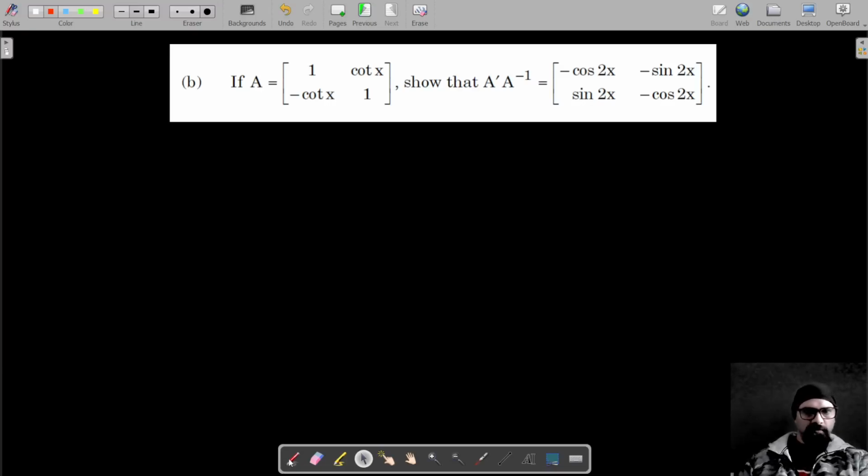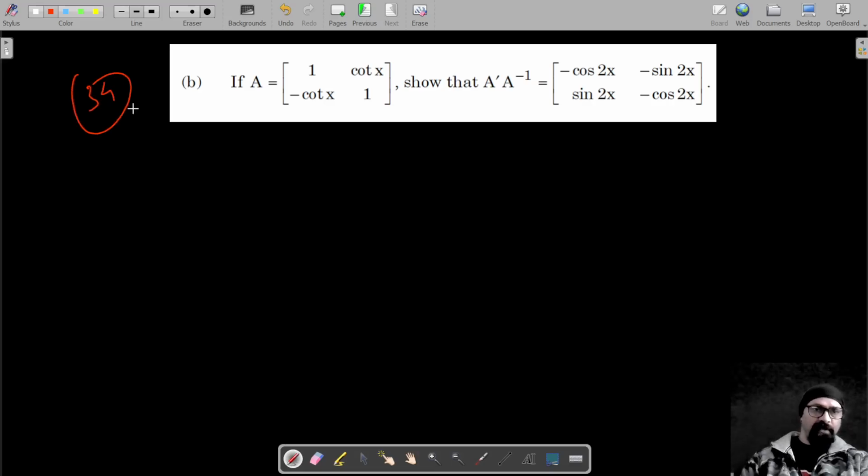Okay, for part B of question number 34, a matrix is given. We have to show that the product of the transpose of A and A inverse is equal to this. So let's find the determinant first to check whether A inverse exists. To find the determinant of A, this is a square matrix of order 2.